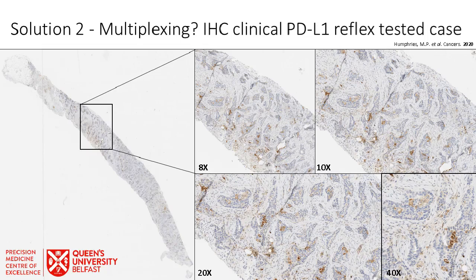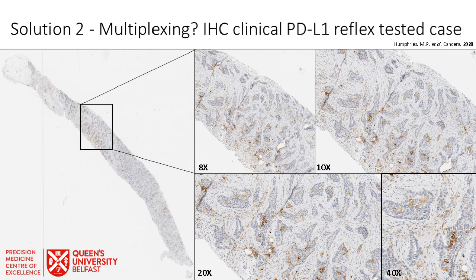So the next solution is multiplexing. And here we have a PD-L1 reflex tested case. And this is a non-small cell lung cancer strip biopsy. And if we take a look at the times 40 magnification in the bottom right-hand corner, what you can see is an epithelial cluster of cells. And within this, what looks to be a positive foci of PD-L1 cells. So this case was scored clinically at around 20% across the whole specimen.